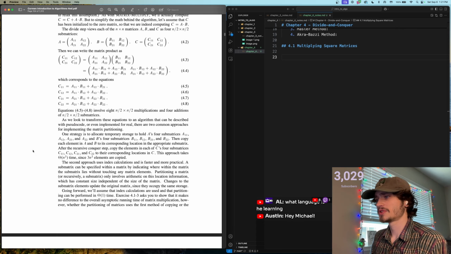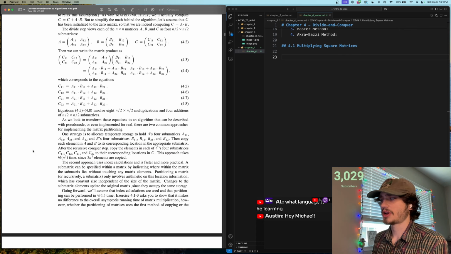The second approach uses index calculations and is faster and more practical. A submatrix can be specified within a matrix by indicating where within the matrix the submatrix lies without touching any matrix elements. Partitioning a matrix, or recursively a submatrix, only involves arithmetic on this location information, which has constant size independent of the size of the matrix. Changes to the submatrix elements update the original matrix, since they share the same storage. Going forward, we'll assume that index calculations are used and that partitioning can be performed in theta of 1 time.